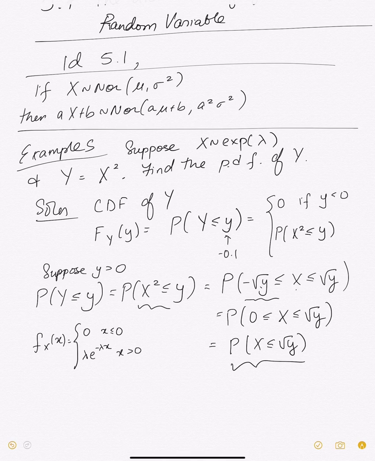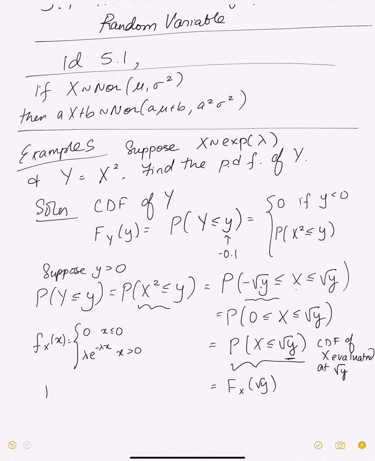Okay, now stare at this. And what is this? If you look at it, you know what this is in fact, it's the cumulative distribution function of X, evaluated at square root y, right?